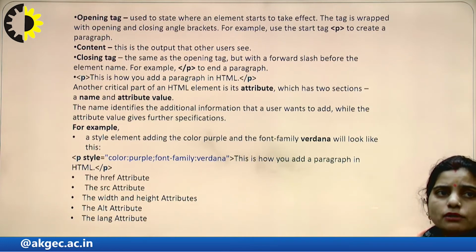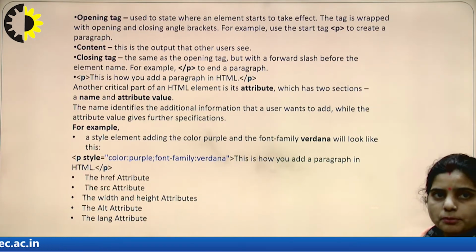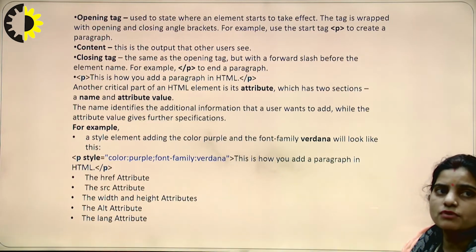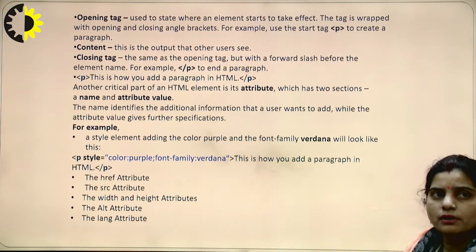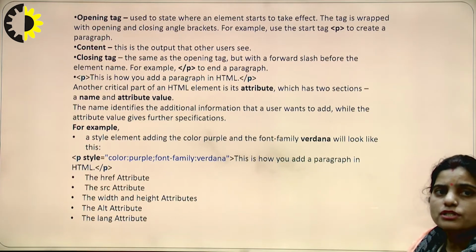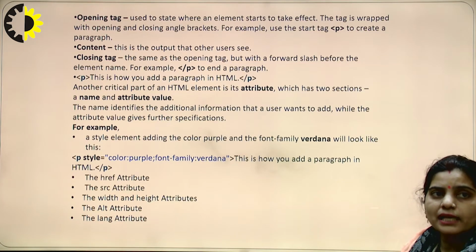Another critical part of an HTML element is its attribute, which has two sections. The first one is name and the second one is attribute value. Basically, the name identifies the additional information which a user wants to add, and the attribute value gives the further specifications. For example, if you are using a style attribute to add the color purple and the font family Verdana, it will look like this.